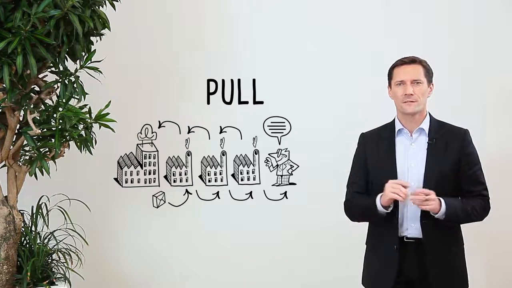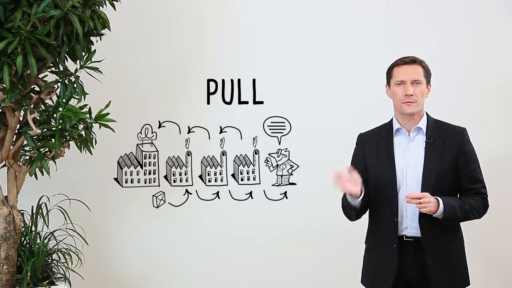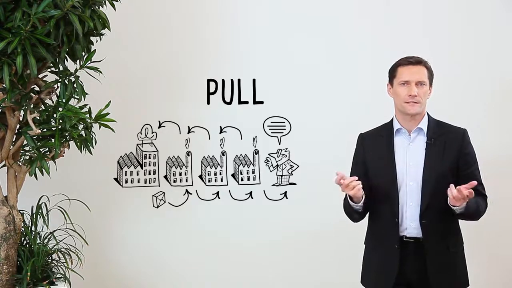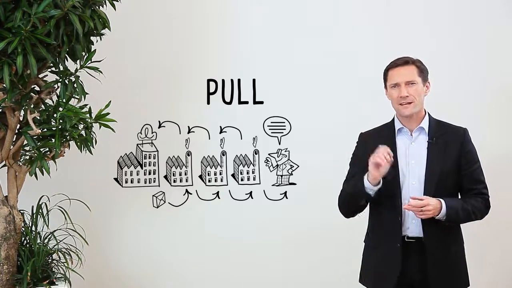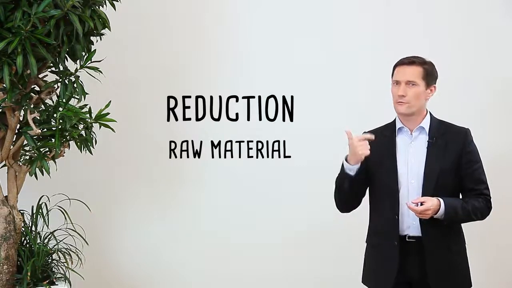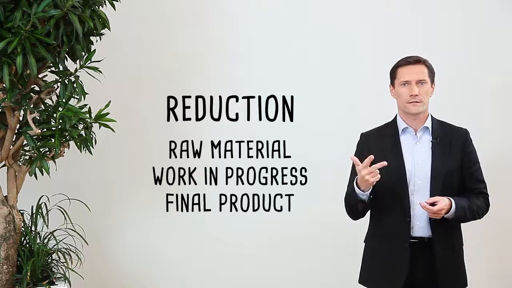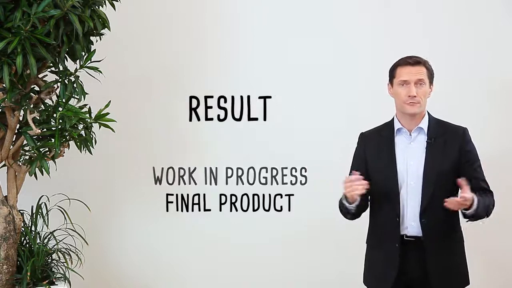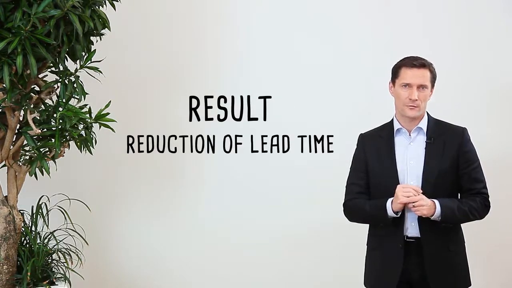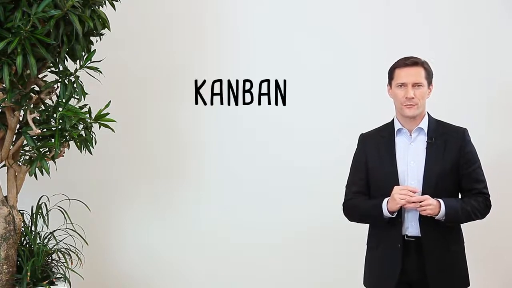In a pull system, each process step informs the previous process steps of its needs. This reduces dramatically inventory, so that means a reduction of raw material, work in progress and final products. And the result is for sure a reduction of lead time as well. Pull can be implemented by applying the Kanban principle.